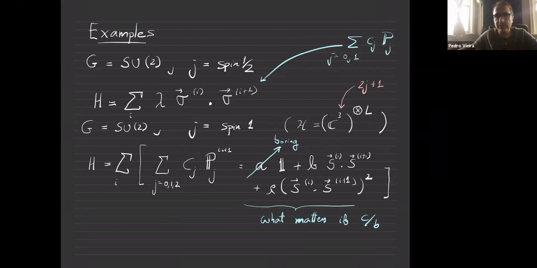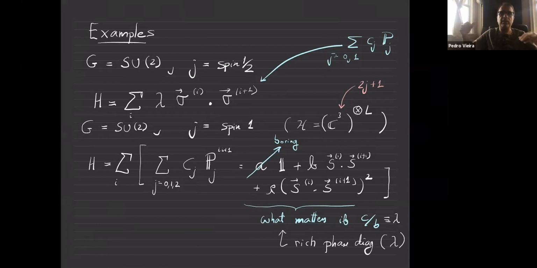Actually, it's quite interesting that there is very different physics depending on this B over C. If I call this lambda, there is a really rich phase diagram as a function of this lambda. Depending on lambda, our vacuum can be gapped or not gapped. The description of what the vacuum is can depend very much on this ratio.